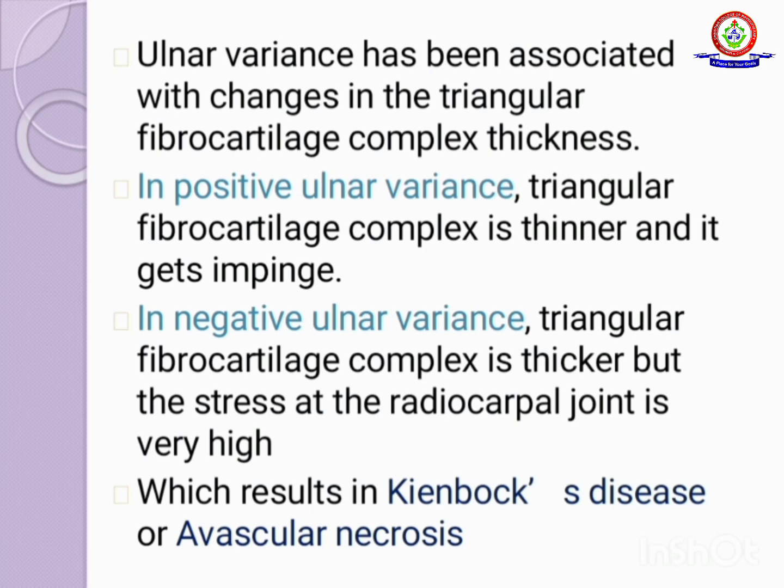Ulnar variance has been associated with changes in the triangular fibrocartilage complex thickness. In positive ulnar variance, the triangular fibrocartilage complex is thinner and it gets impinged. In negative ulnar variance, the triangular fibrocartilage complex is thicker, but the stress at the radiocarpal joint is very high, which results in Kienbock's disease or avascular necrosis.